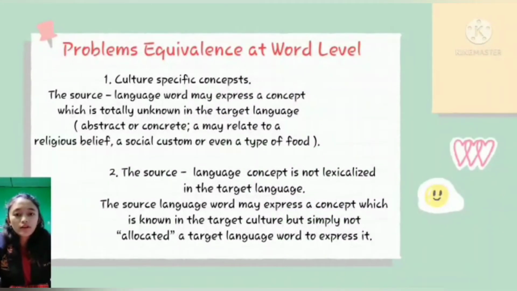Okay guys, here I want to explain the problems of equivalence at word level. The first, culture-specific concepts. The source language word may express a concept which is totally unknown in the target language, abstract or concrete. It may relate to a religious belief, a social custom, or even a type of food. And the second is that the source language concept is not lexicalized in the target language. The source language word may express a concept which is known in the target culture, but the target language has simply not allocated a word to express it.